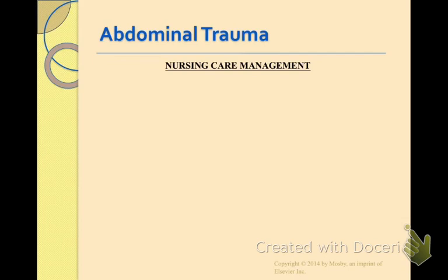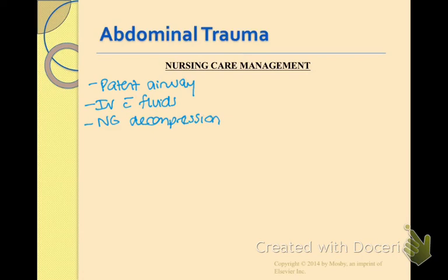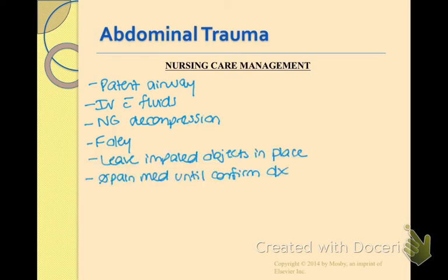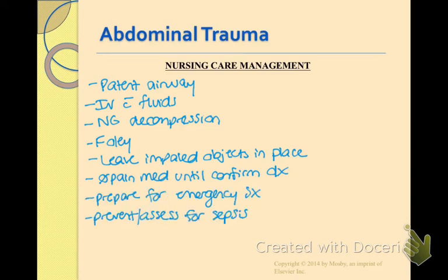So how are we going to treat for abdominal? Again, always ABCs, patent airway, fluids. We may need to decompress the belly with an NG tube. Put a Foley in. Again, leave impaled objects in place. No pain meds until we confirm a medical diagnosis. We don't want to mask anything. Prepare for emergency surgery and prevent or assess for sepsis, especially if we hit a hollow organ like the intestines and we have bowel that's spilled out into the abdomen.